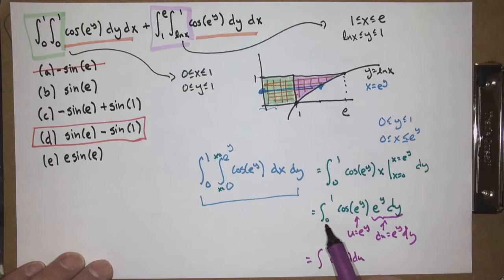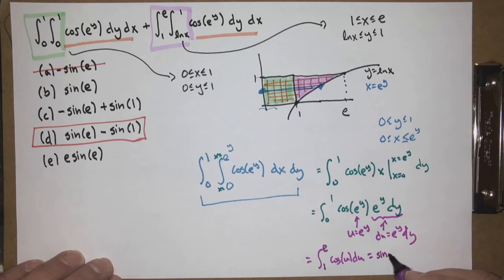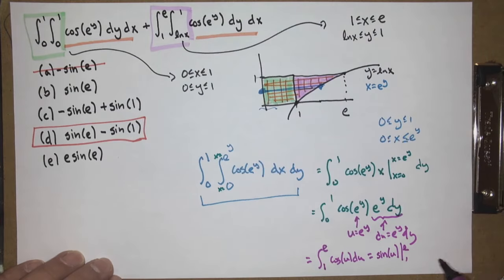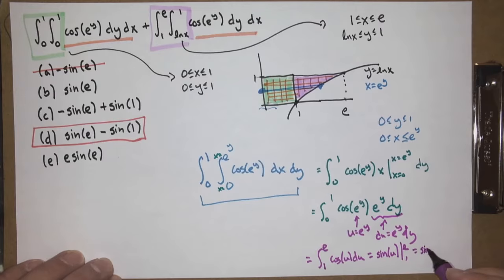And let's talk about our bounds. What happens when you plug in y equals 0? What is u? 1. E to the 0 is 1. What happens when you plug in 1? E to the 1 is e. Integral of cosine? Sine. From 1 to e, positive sign. That's why you'll notice here we had 2 options, different sign choices. So sine of e minus sine of 1, which in fact we see there is option D.